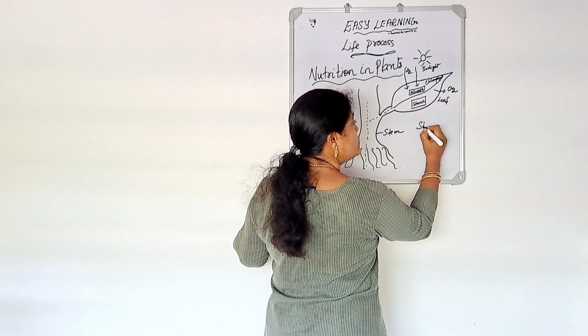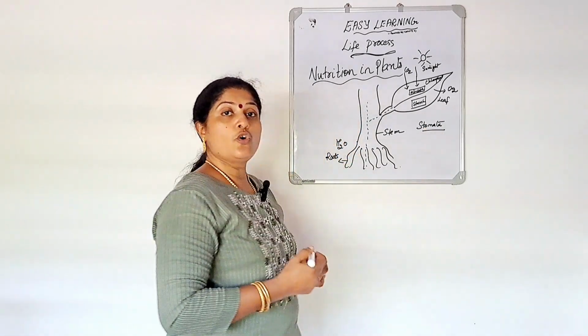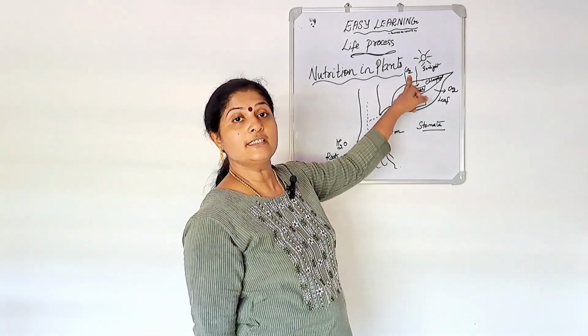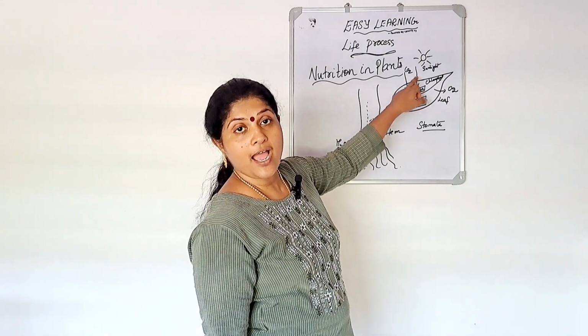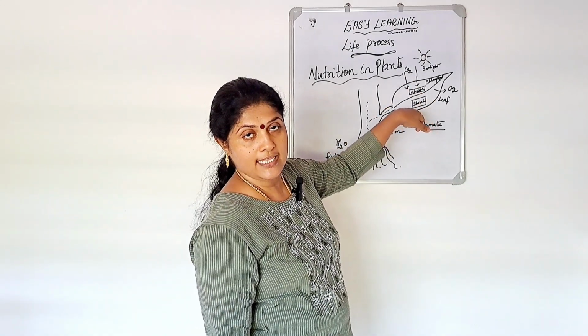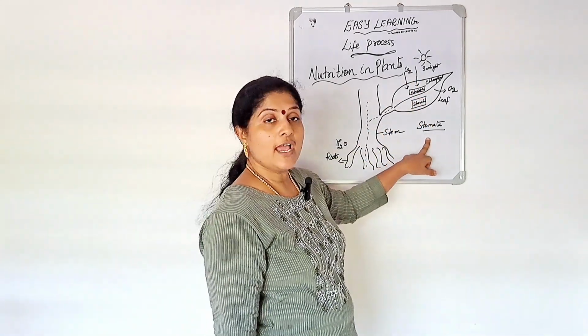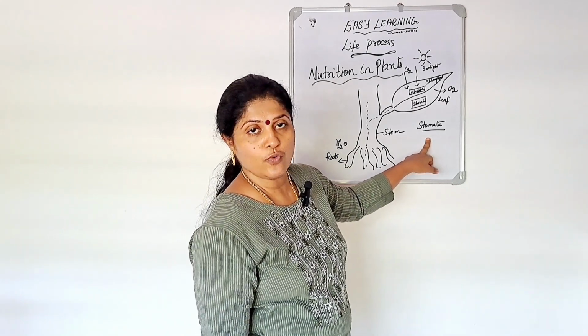The tiny pores which are present in the leaf are known as stomata. The carbon dioxide gas passes through the stomata and reaches the leaf cell for the process of photosynthesis. So the stomata are the tiny pores present on the surface of the leaf.